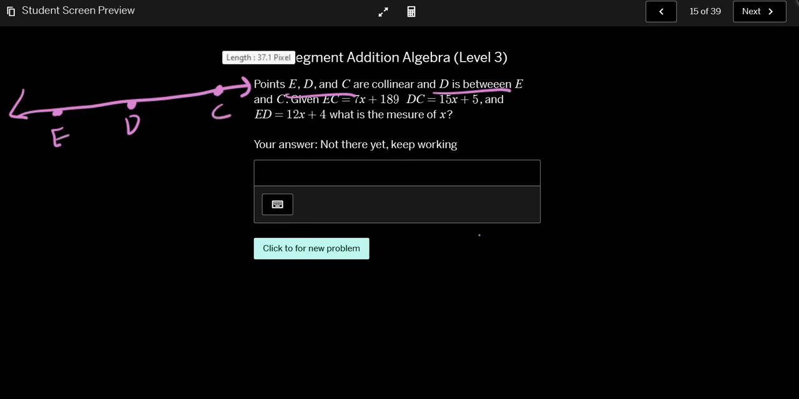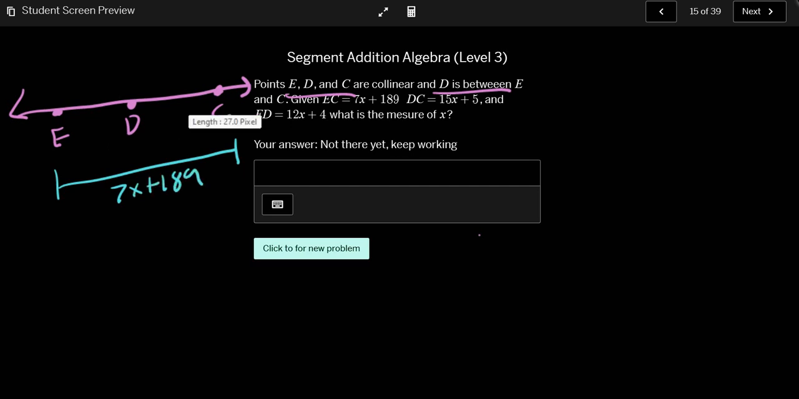It says given EC is 7x plus 189, E to C, 7x plus 189. Then it says D to C is 15x plus 5, so 15x plus 5. And then E to D is 12x plus 4. And so we look at this. So the diagram's done. It's complete. But it's all algebra. And so we look at it and we freak out and we say, oh no, this is complicated. But it's really not.